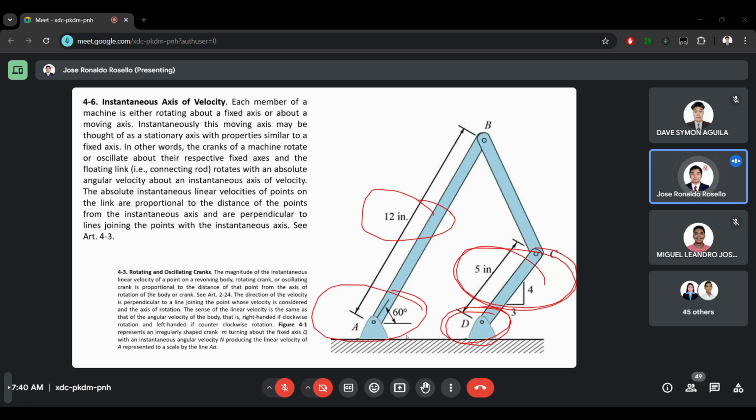So in this method, I highly suggest that we use a compass. On our midterm exam, we will have this example solving again, and it would be best if you will have a compass. Magkano lang ba compass? Mura lang yun ba?